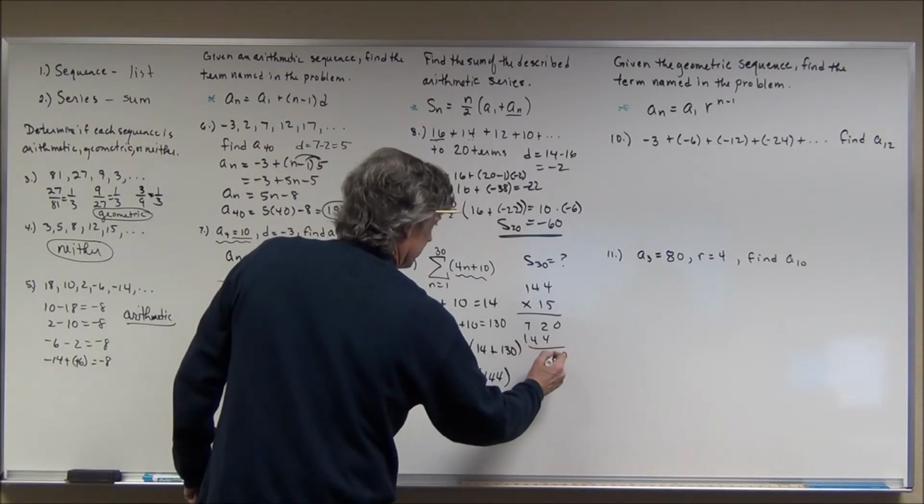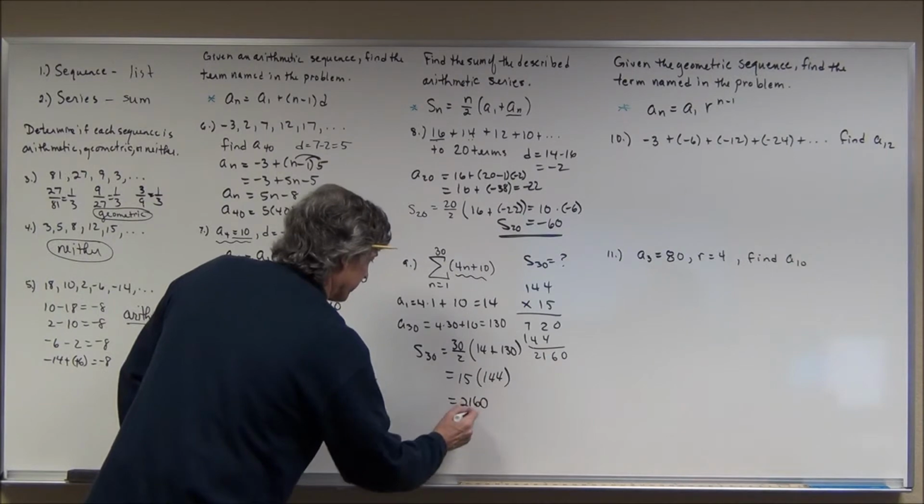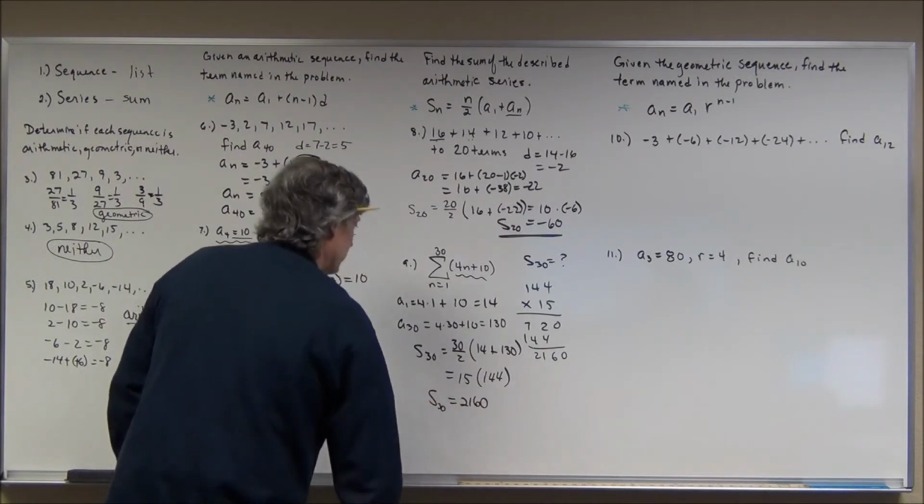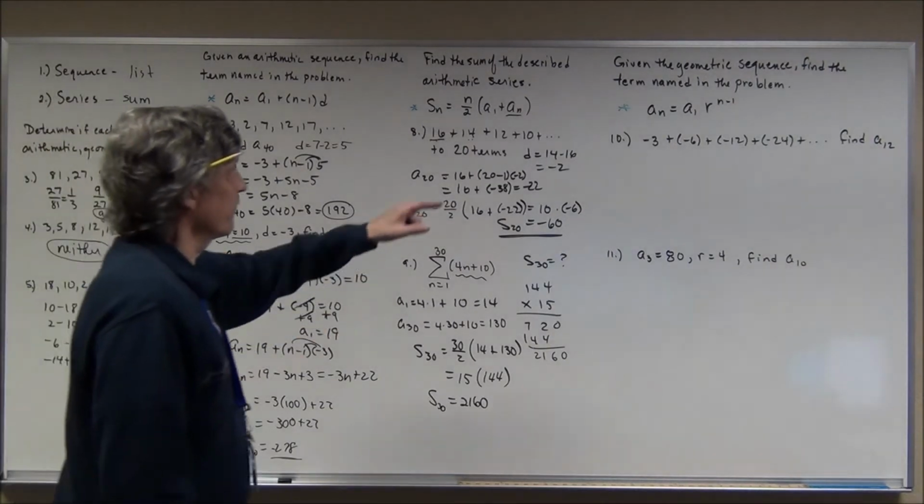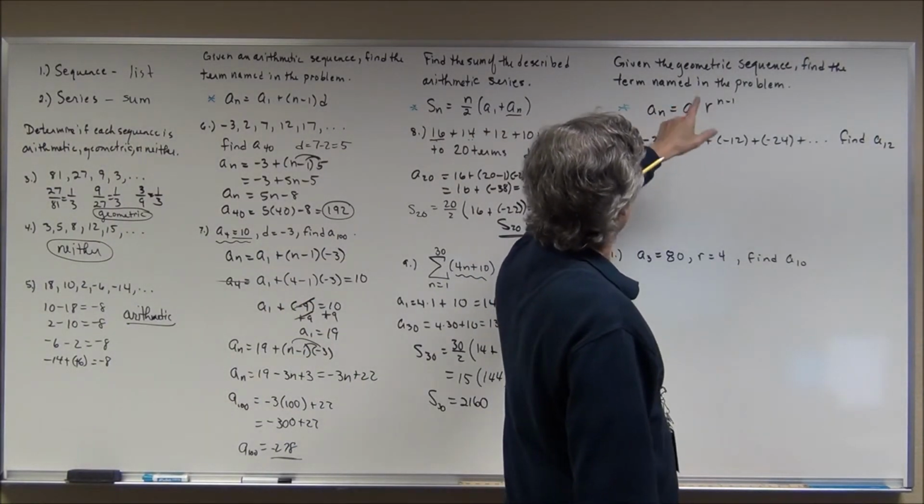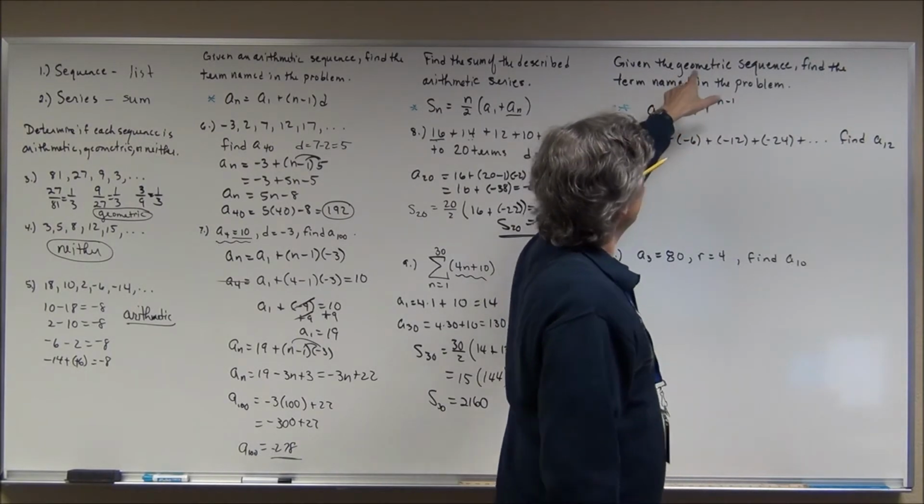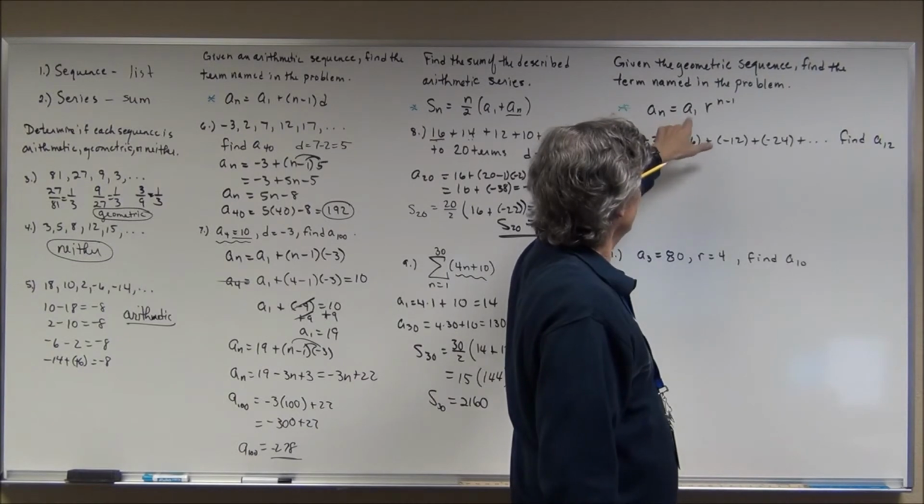144, 061, 2160. Hopefully that's the correct answer, 2160. Don't forget your calculator. Next thing up, I want to find a given term or a particular term in a geometric sequence. A geometric sequence means I'm using this formula.